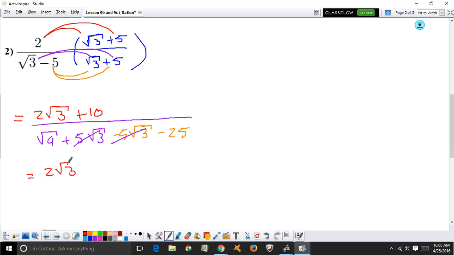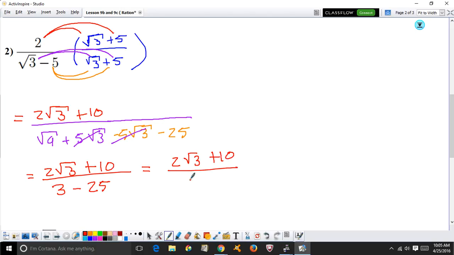So 2 square root of 3 plus 10 divided by square root of 9, that's 3. Cancel, cancel, minus 25. So now we have 2 square root of 3 plus 10 over 3 minus 25, that's minus 22. You don't have a square root in the denominator anymore, so we're okay. This is exactly what we want. This is a simplified version. We do not have a square root in the denominator. This is what I wanted to get rid of, the square root. It's the same expression, but we don't have a square root anymore.